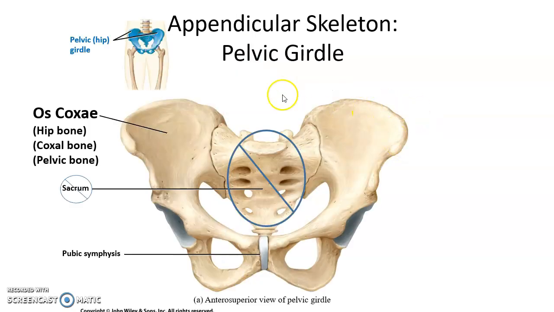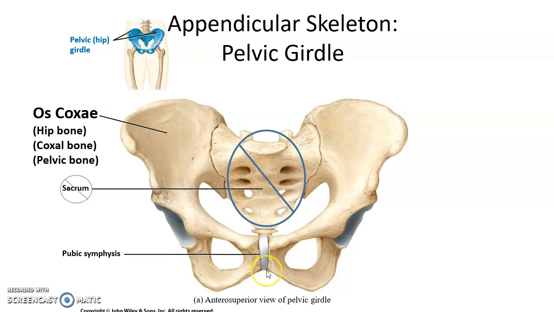The pelvic girdle consists of the right and left os coxae. Os coxae, also known as the hip bone, coxal bone, pelvic bone. We're going to call it the os coxae. So right and left os coxae form the pelvic girdle. They attach to the sacrum. However, the sacrum is not part of the pelvic girdle.